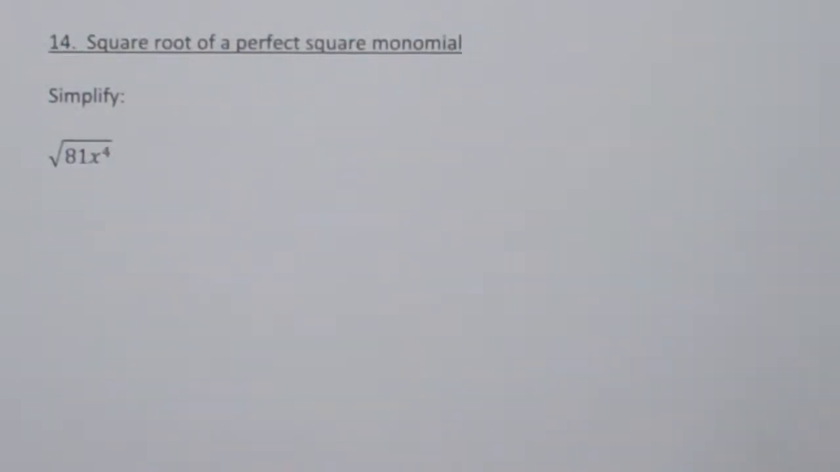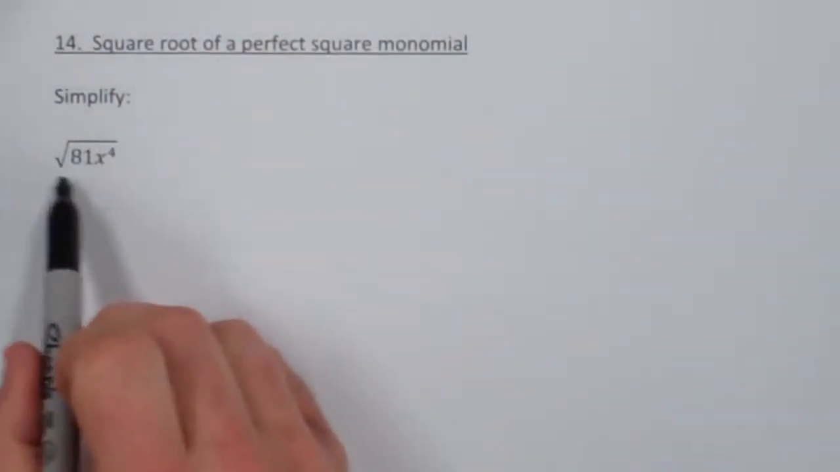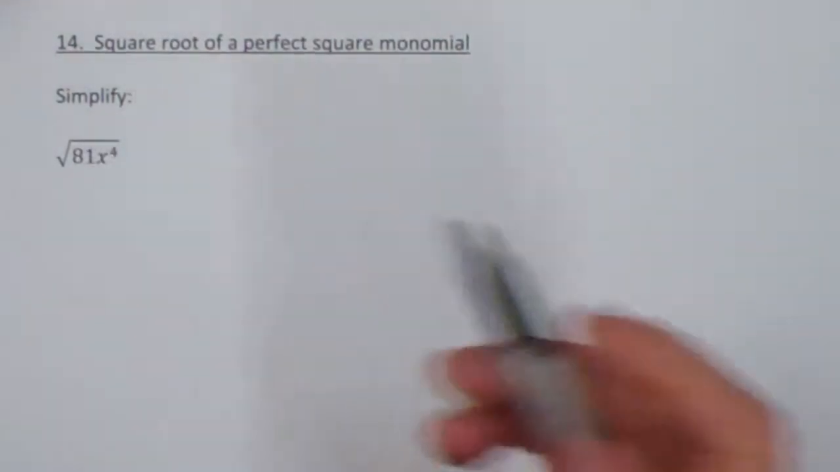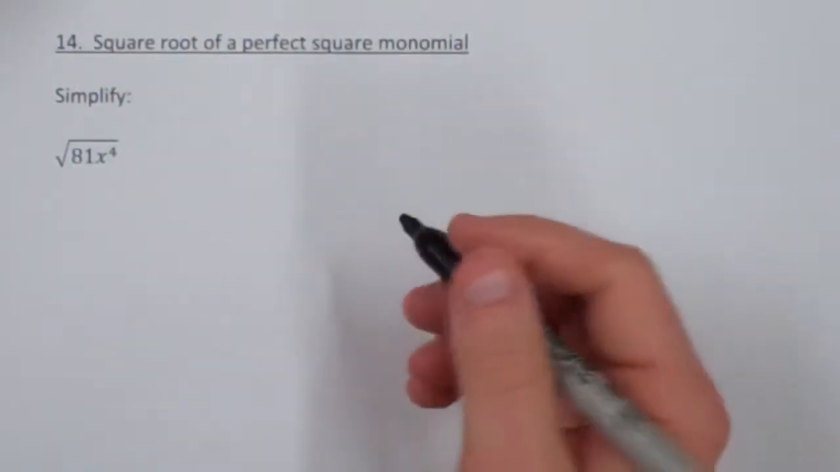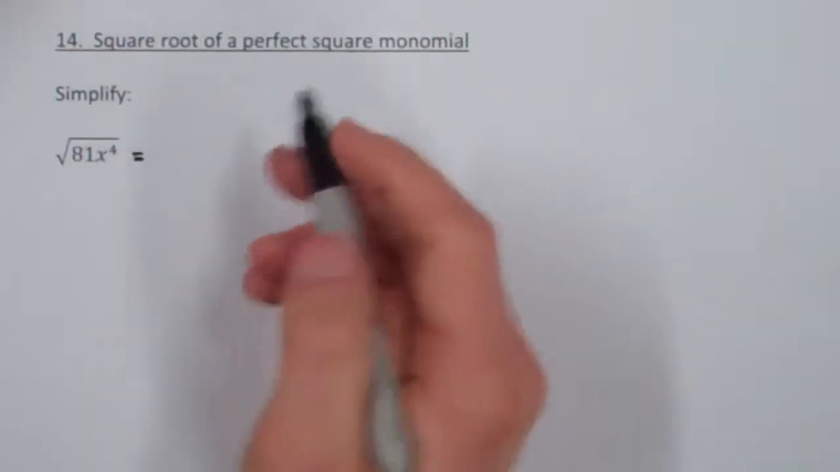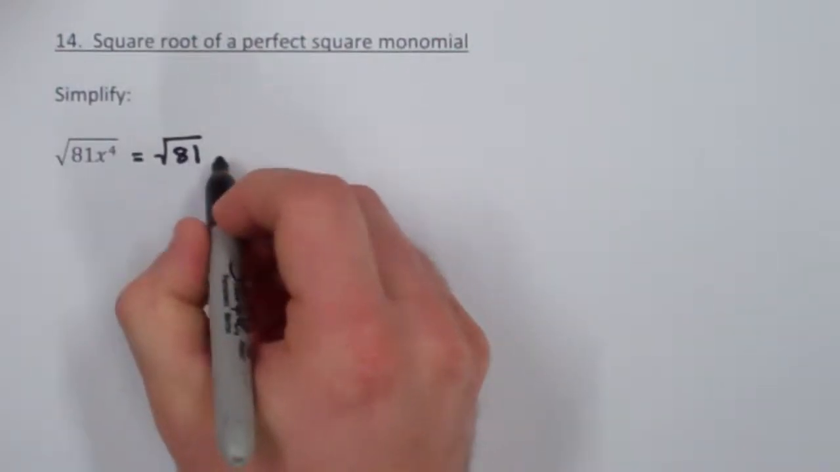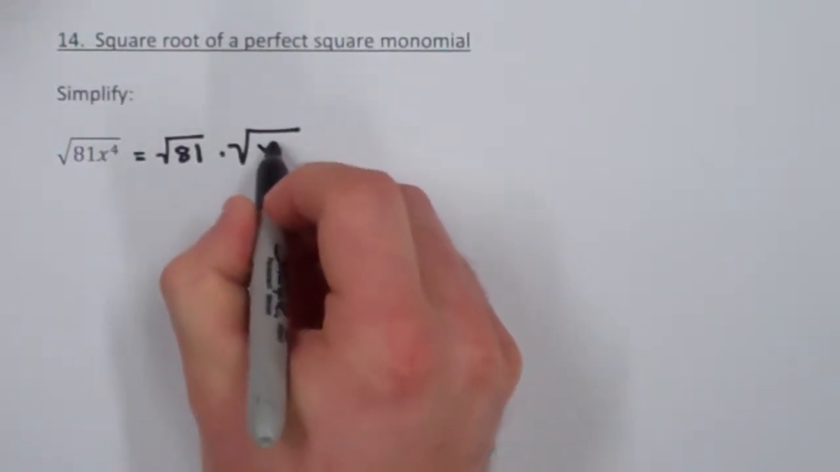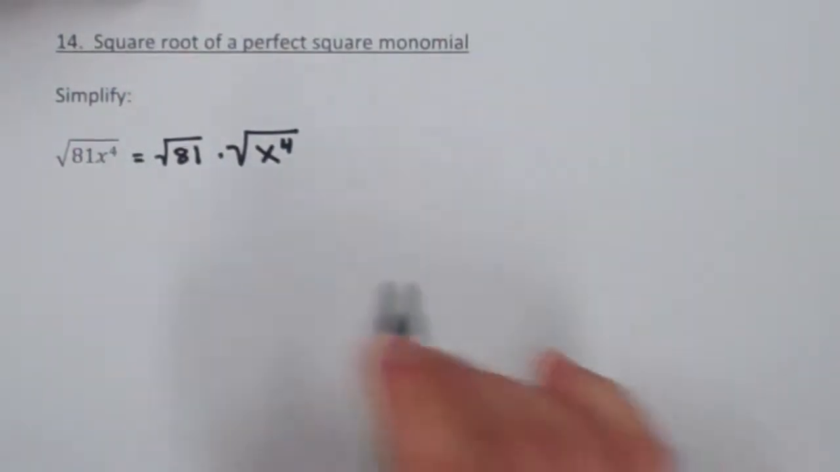Number 14 here, we have a square root of a perfect square monomial, which is this setup right here. We're just asked to simplify this. So one of the things you can do is go ahead and break apart the number and then the variable part. So this is going to be the square root of 81 and then the square root of x to the fourth. There's many different ways to simplify from here on out.